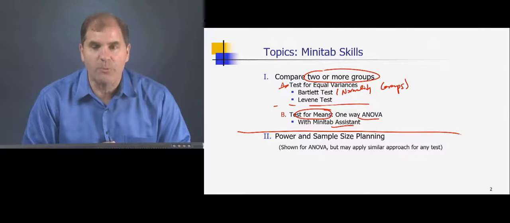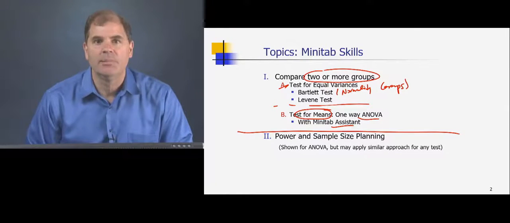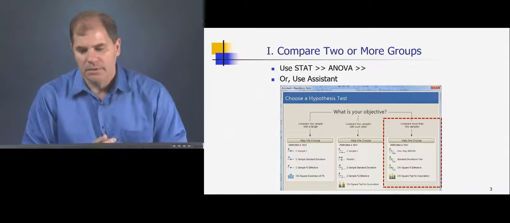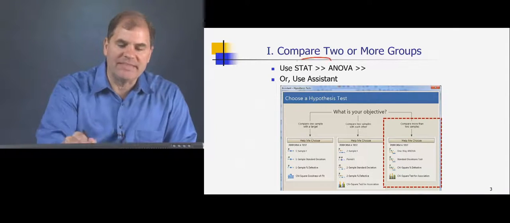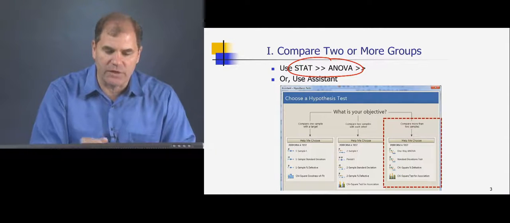After that, we're going to go through power and sample size planning as it would apply to ANOVA, but also the generic concepts would apply to any test. In order to compare two or more groups, we can use the stat ANOVA as the main menu, and we'll do that first, or we can use the assistant.